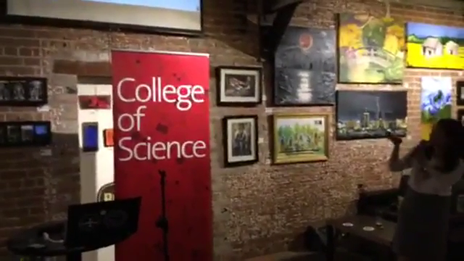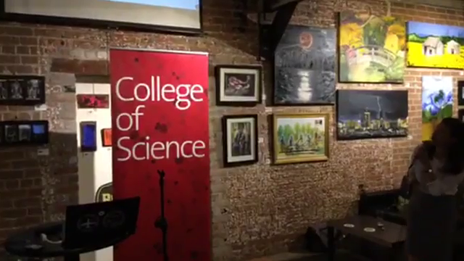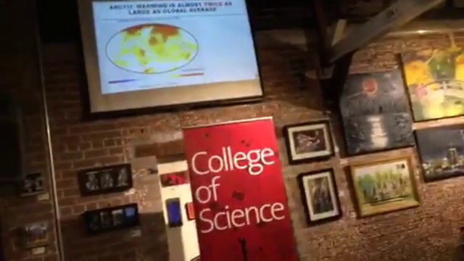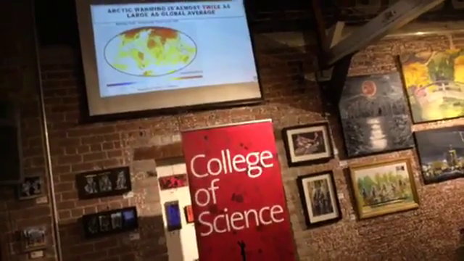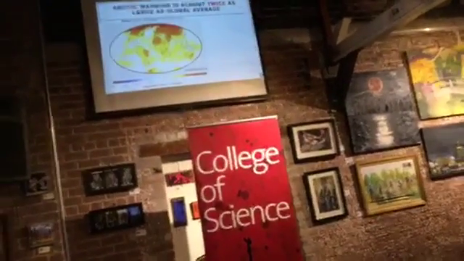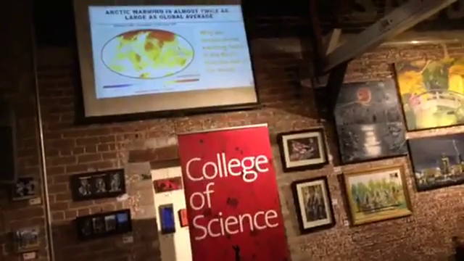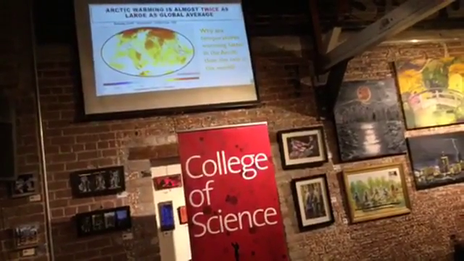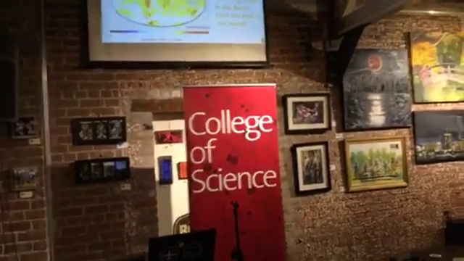As you see from this figure, the Arctic warming is almost twice as large as the global average. This phenomenon is called the Arctic amplification. So probably you may wonder, why is the temperature warming faster in the Arctic than the rest of the world? The answer is sea ice.